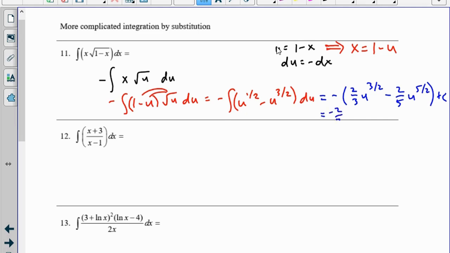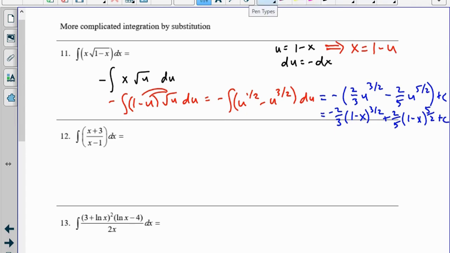So I can write my final answer by replacing u with 1 minus x. So I have negative 2/3 times 1 minus x to the 3/2 plus, notice it turned into a plus because I'm distributing the negative sign, plus 2/5. I don't want to put a u in because I'm writing my final answer. So this is going to be 1 minus x to the 5/2 plus c. Number 12.